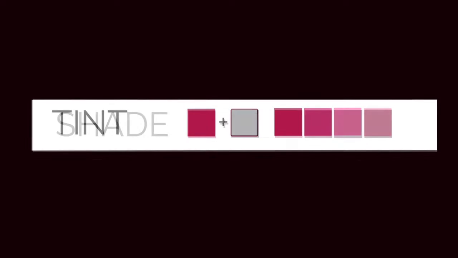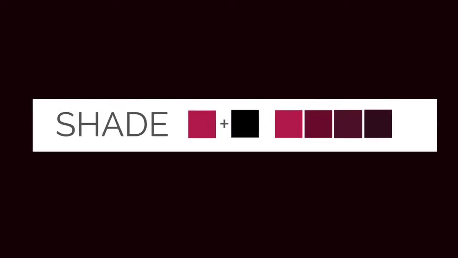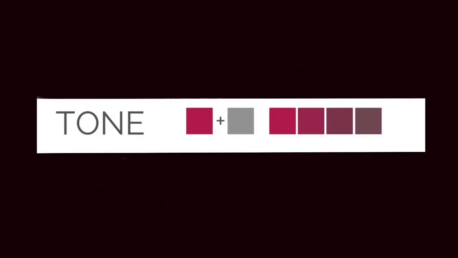A shade is a hue to which black has been added. For example, if you add red with black, it creates a burgundy color, right? A tone is a color to which gray has been added. So both black and white have been added to the color to create a tone. It darkens the original hue, but also makes it a little more subtle.